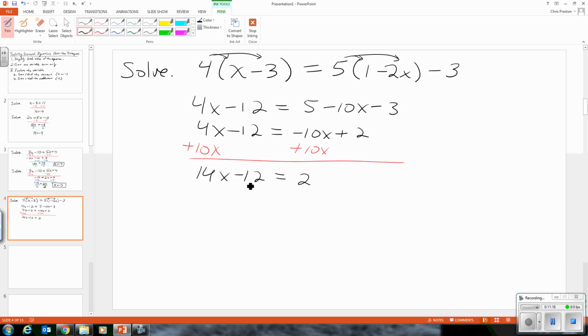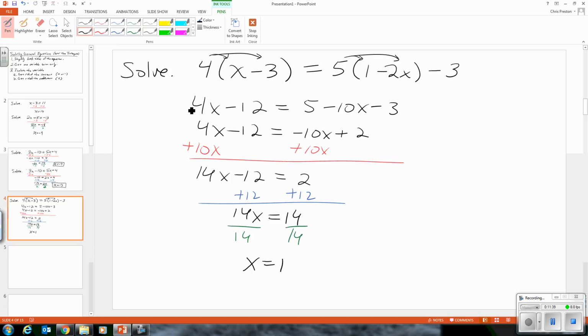And now I want to get rid of this 12. I'm going to isolate the x. So I'm going to add 12 to both sides. That's going to give me 14x equals 14. And then, oh look, it's going to work out nice. Divide both sides by 14. And so x equals 1.